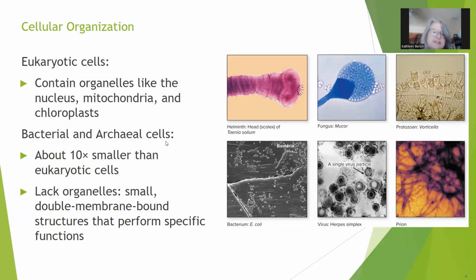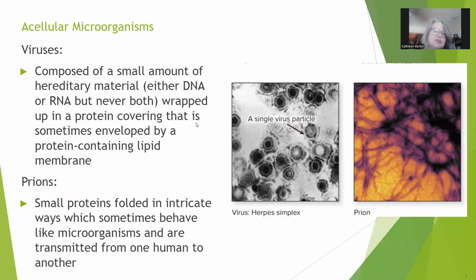So bacteria and archaea cells fall into the prokaryotic designation or akaryotic designation. They don't have membrane-bound structures like mitochondria or a nucleus. They do have ribosomes and they do have plasma membranes and things like that. So they share some features of the cells, but they also have some distinctions. And again, we'll learn more about these as we go through the semester.